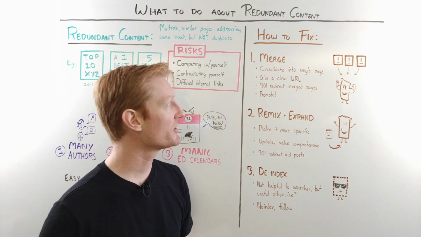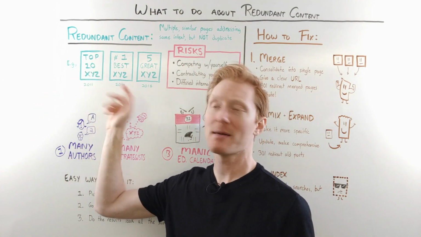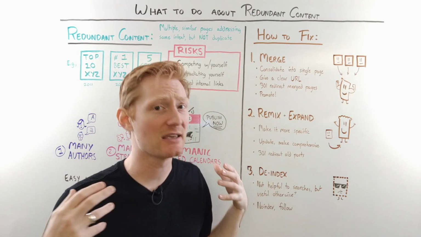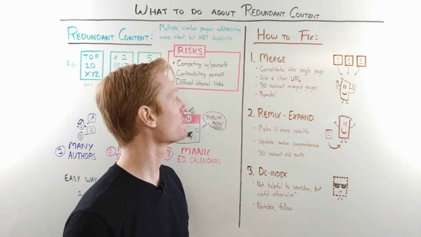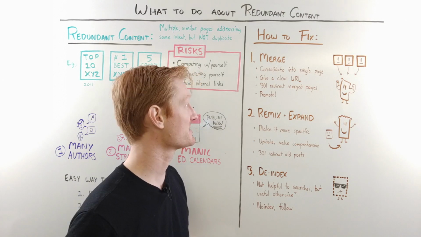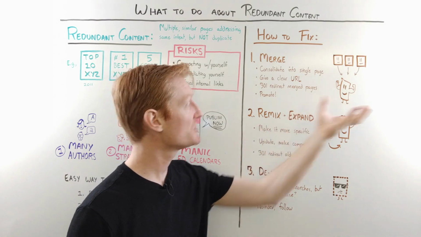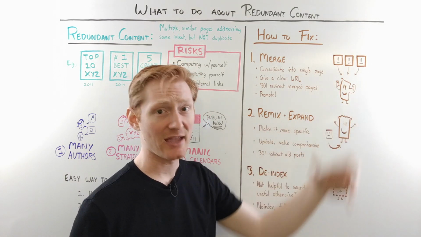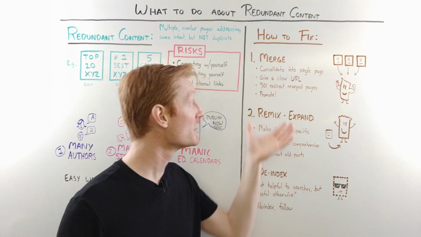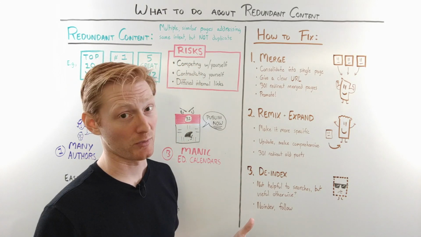So give that a clear URL instead of your domain / top 10 XYZ. Just make it your domain / XYZ. Give it a clear URL, something that's easy to remember. 301 redirect all the merged pages to that final destination, and then promote it. Build internal links with your content to that new authoritative page. That's a really good way to increase your rankings and increase your organic traffic, and that's something that has worked really, really well for Overthink Group clients, and it can work well for you too.